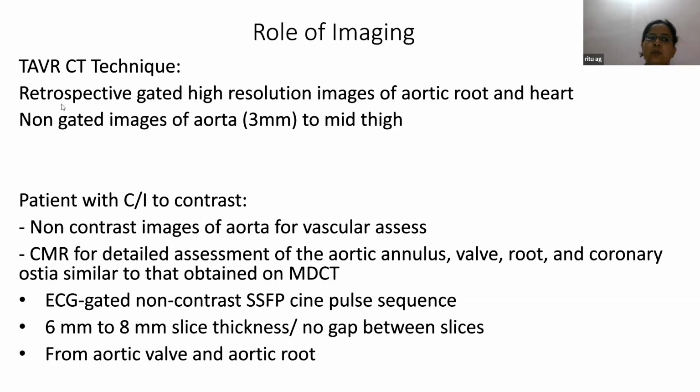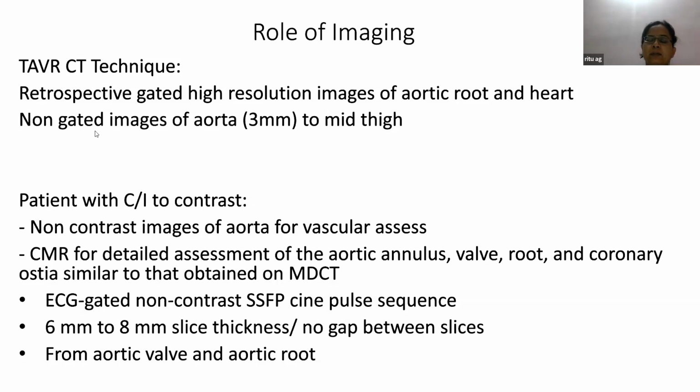Now, why do we do a retrospective gated study? Retrospective means that we are acquiring through all phases, including systole and diastole, and not just doing diastolic imaging as we do for coronary arteries. This increases the radiation dose, but since the patients are usually older, we are not very worried. What is important is that the patients tend to have irregular heart rates, and we need to see all the phases because each one of them contributes differently to TAVR planning. Therefore, we do retrospective imaging.